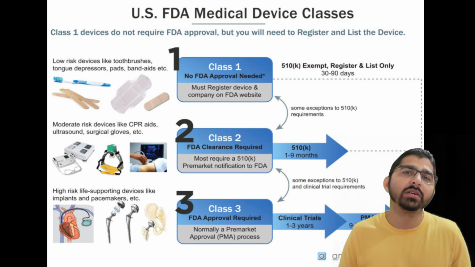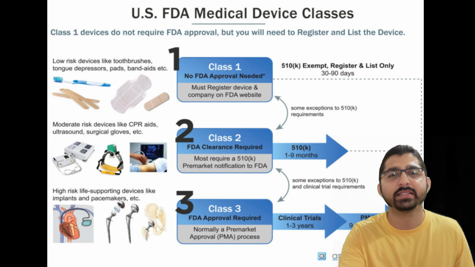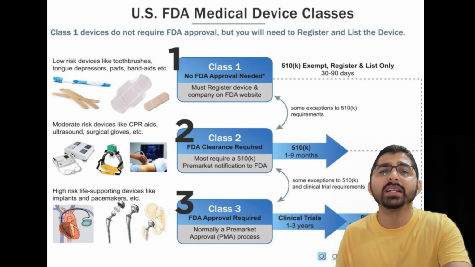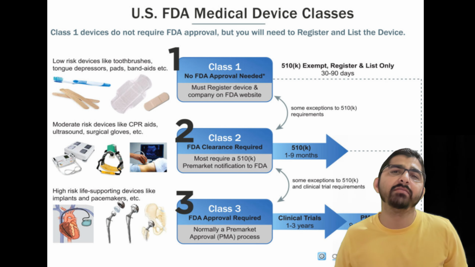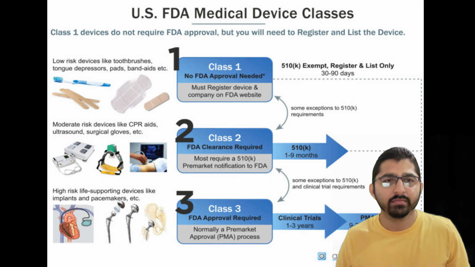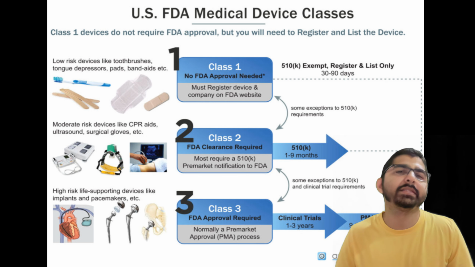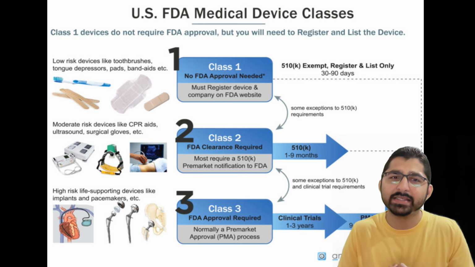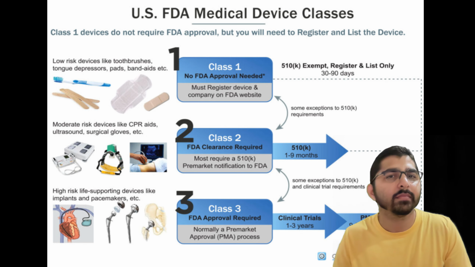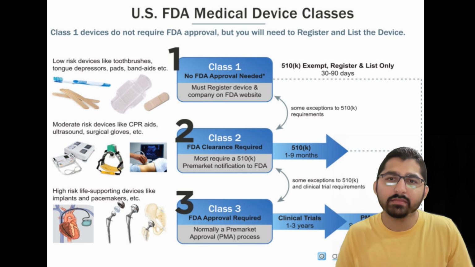Now let's talk about Class 3 high risk devices. Class 3 devices are the highest risk and require pre-market approval. These devices must undergo the most rigorous testing before being approved. Examples are pacemakers, heart valves, and some cancer treatments.